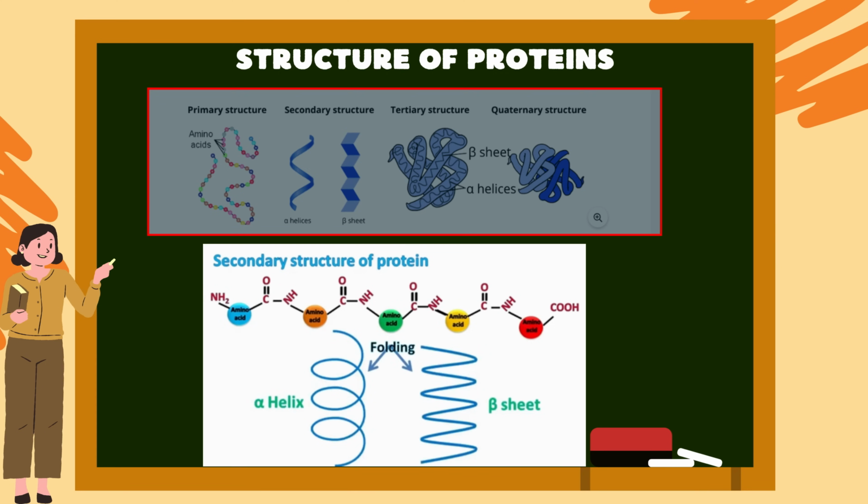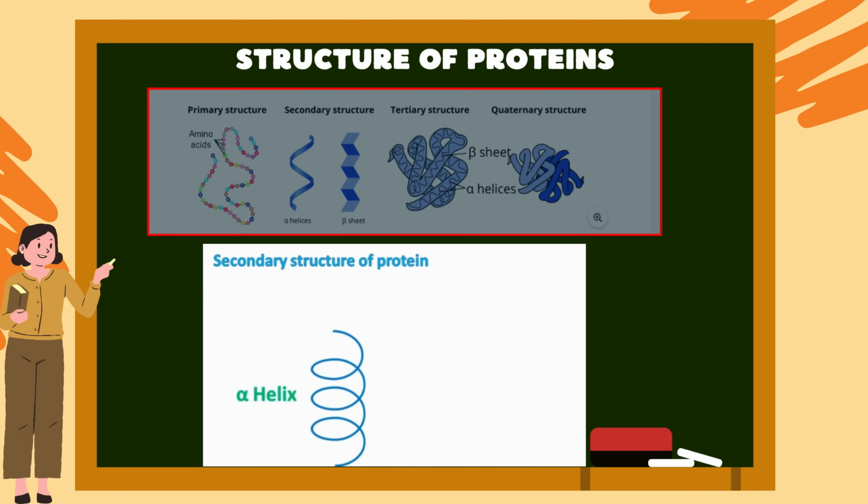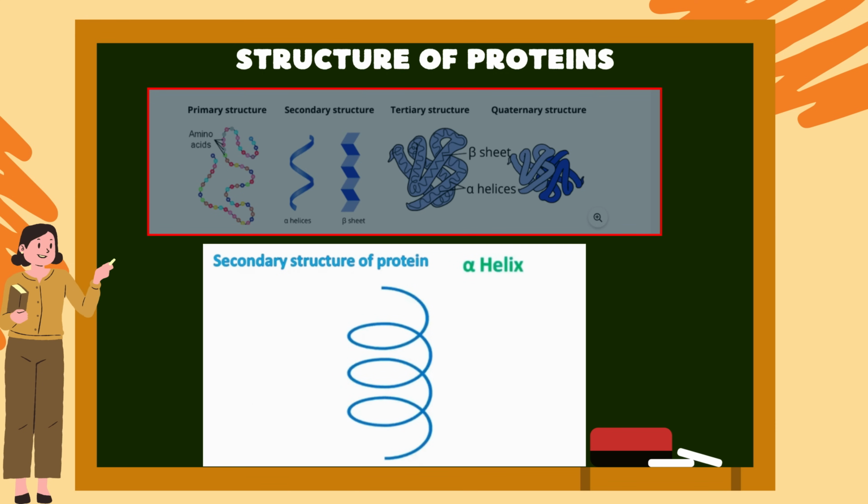Now let's talk about the alpha helix. Alpha helix is the most common secondary structure of protein, and the protein attains a spiral shape such that the side chains of the amino acids remain outward.